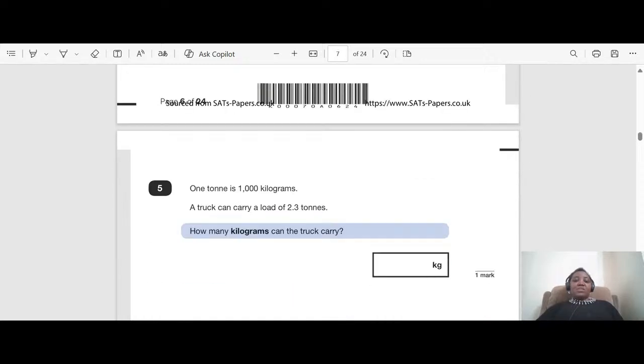Question number 5. 1 ton is 1,000 kilograms. One truck can carry a load of 2.3 tons. How many kilograms can the truck carry? So this question is just telling us to convert 2.3 tons to kilograms. And of course, we've been given that 1 ton is 1,000 kilograms. So what we just do is multiply 2.3 tons by 1,000 to get the weight of the load in kilograms. That will be 2,300 kilograms.